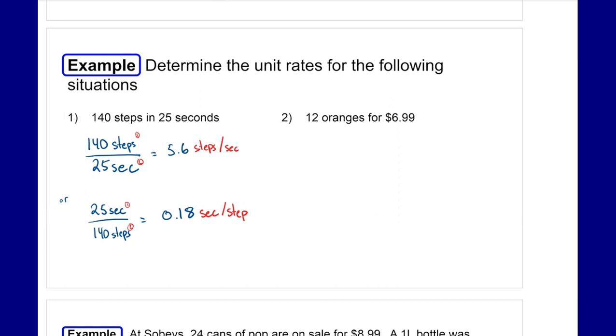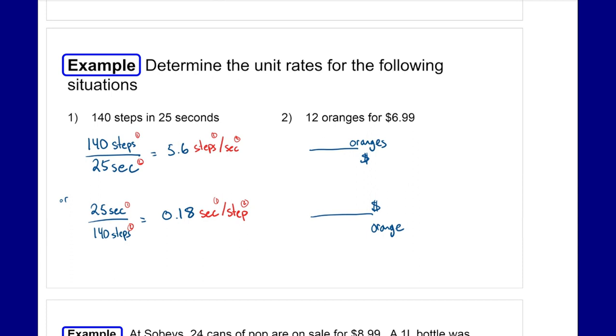For number 2, 12 oranges for $6.99. We have to think about, if we're going to create a fraction, what's going to go on the top and what's going to go on the bottom. Let me just go back and put these here so we know where those are coming from. Well, do we want oranges per dollar, or do we want dollars per orange?